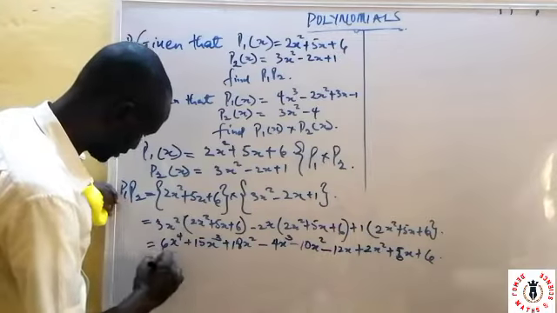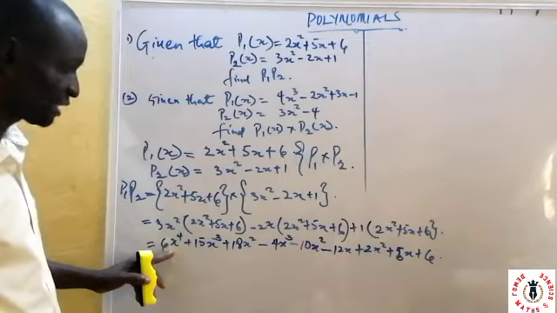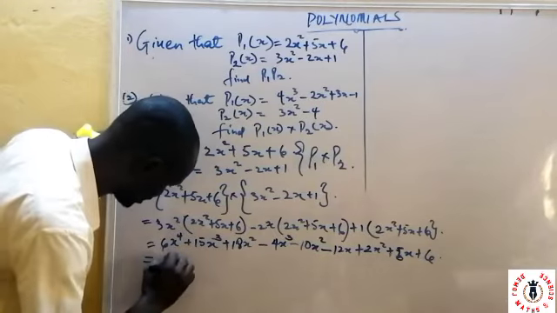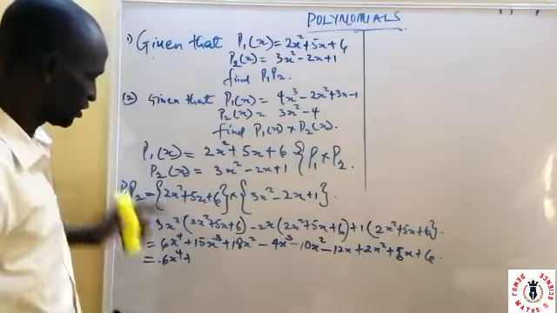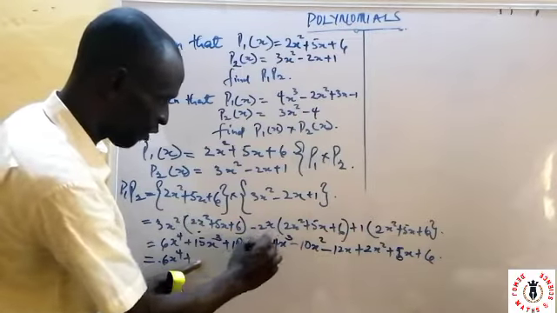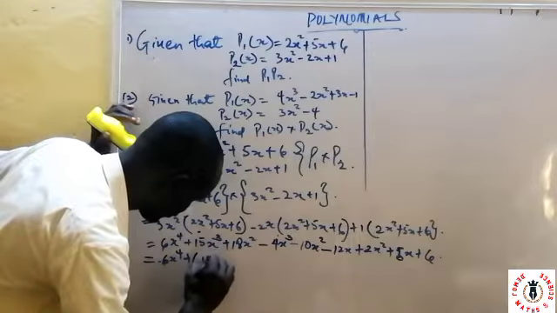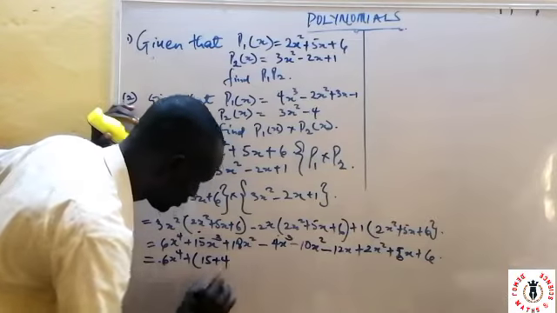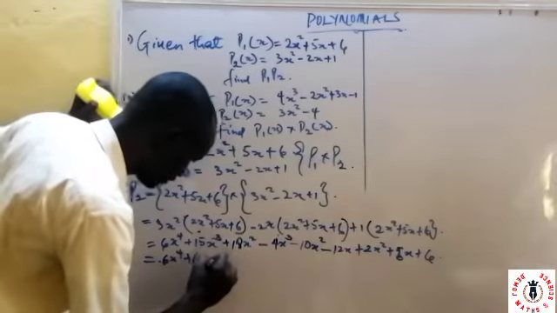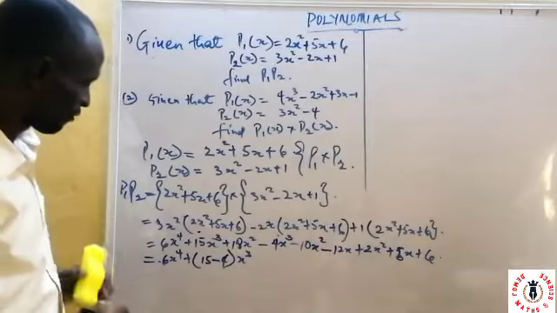Now let's collect like terms. I have 6x raised to power 4, that's the only x raised to power 4. So we'll put that as 6x raised to power 4 plus x raised to power 3. I have 15, I have 4. Any other one? I think just those two. Let's put it as 15 plus 4. Oh, you see? My 4 is carrying a negative sign. So it becomes 15 minus 4, x raised to power 3.